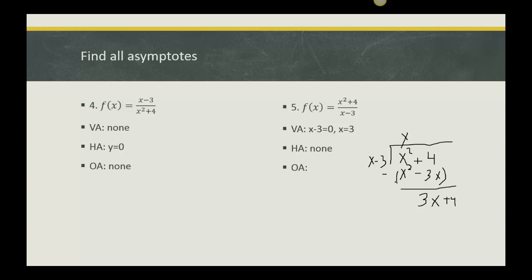Okay. X goes into 3x 3 times. So I have 3 times x is 3x. I have 3 times 3 is 9. Again, my parentheses before I do my subtraction. The 3x's will cancel. I'll end up with a 13 that I just throw away anyway. So my oblique asymptote, let's write it over here, y equals x plus 3.